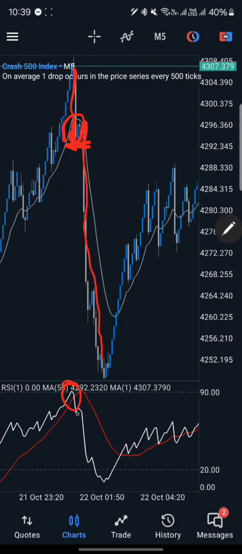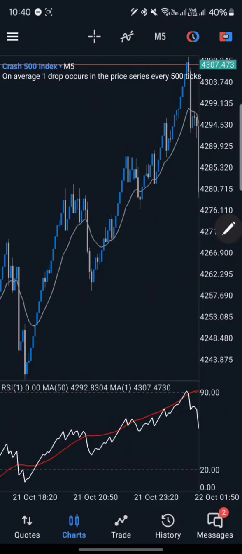When do we close our trade? When the white moving average reaches level 20. So here we would have closed our trade and would have caught those spikes. Pretty simple, very easy to use.